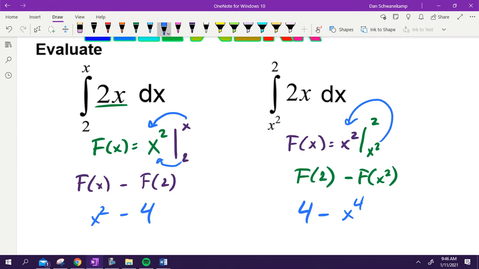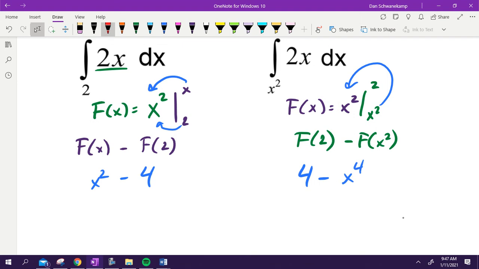I meant to plug into x squared. All right. So I get x to the 4th. Everybody good there? All right. Cool. Today we're going to add a layer to that.